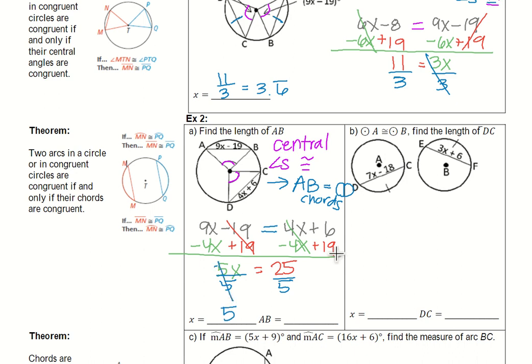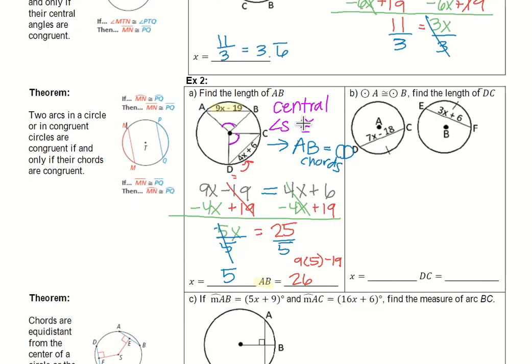This one wants us to also find AB. So if I look at AB, AB is this one, the 9x minus 19. Remember that they're both equal, so I can choose to plug into either one. So 9 times 5 is 45 minus 19 should give me 26. Remember that I could also do 4 times 5 is 20, plus 6 is 26, so I could plug into that one as well, just because they're equal.